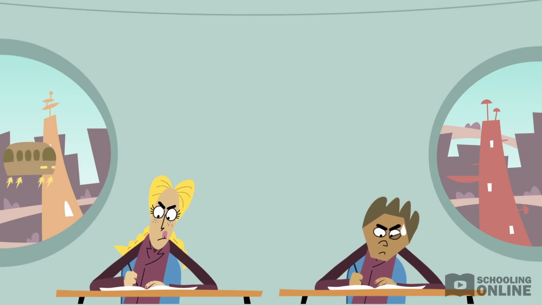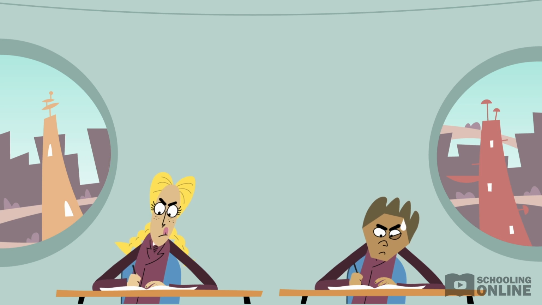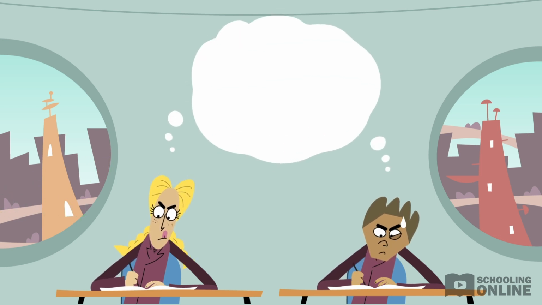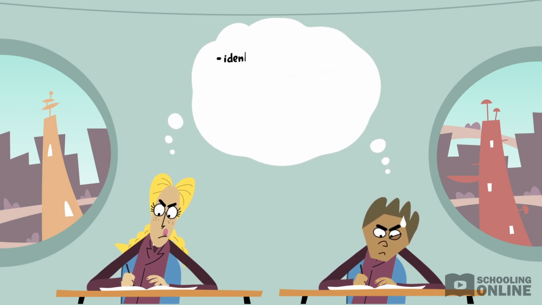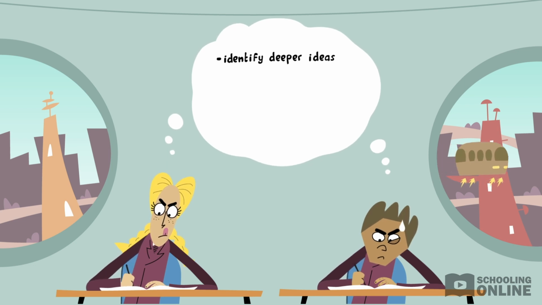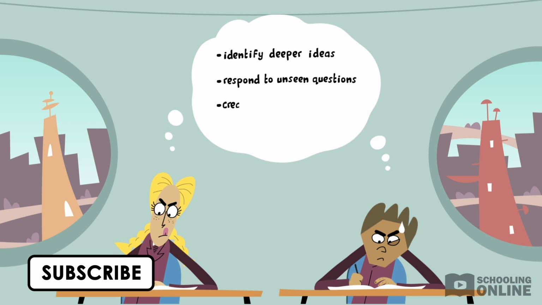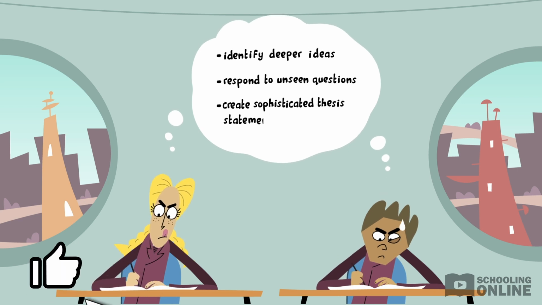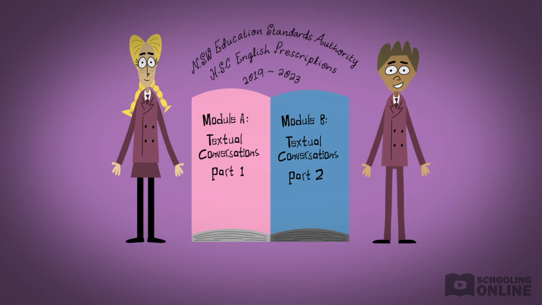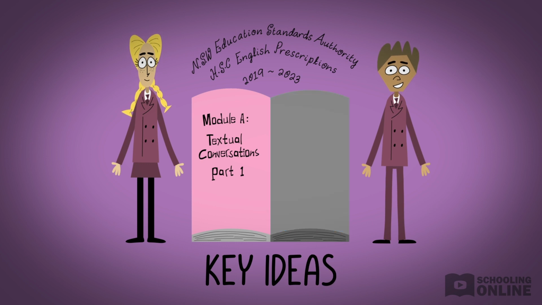Knowing the rubric is the key to acing English. When you know the rubric inside out, you will be ready to identify deeper ideas in texts, respond to unseen questions, and create sophisticated thesis statements in your essays. This video is part 1 of our 2-part Textual Conversations series introducing the module.